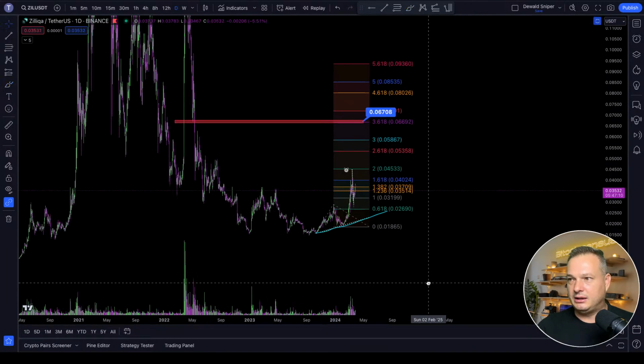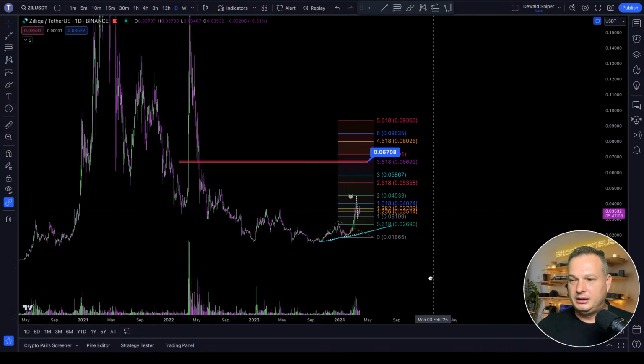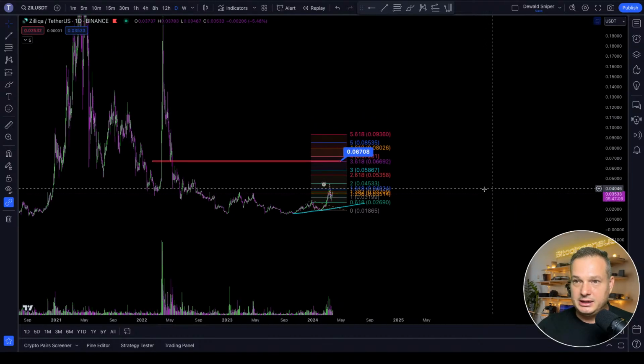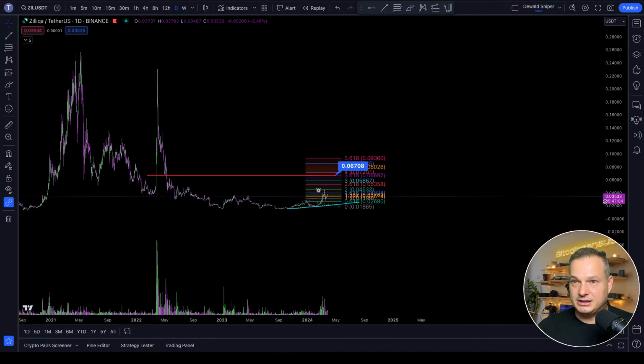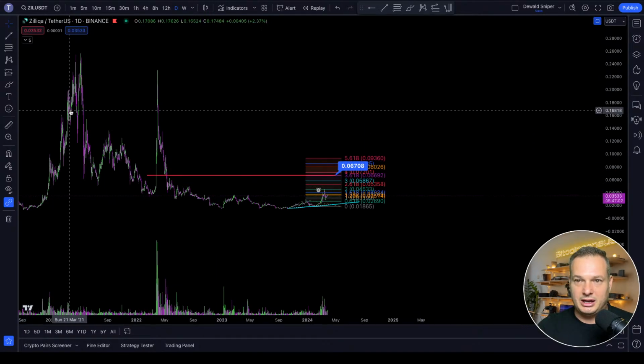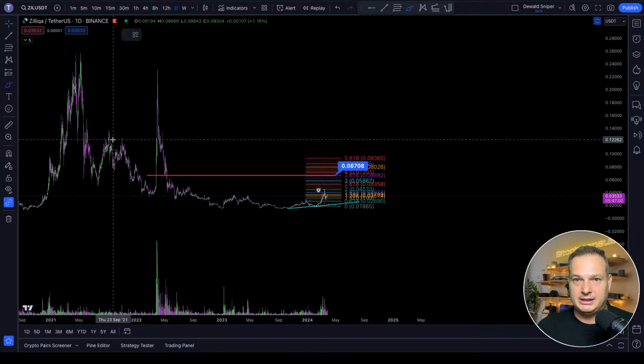Can you guys see what I see over here? Wow, when Zilliqa starts ripping, it just does not stop. I mean, look at this to the upside. It is absolutely crazy. Zilliqa.